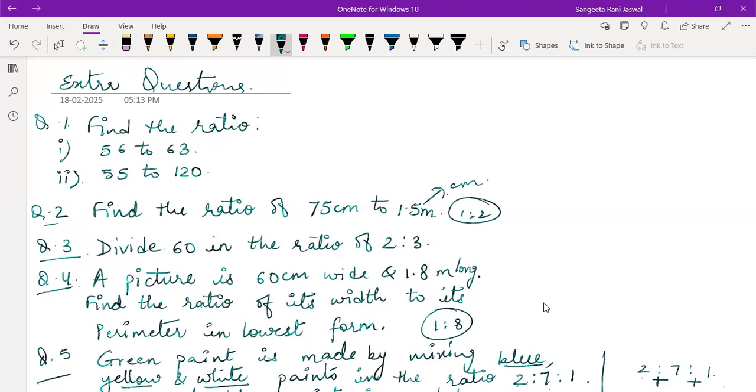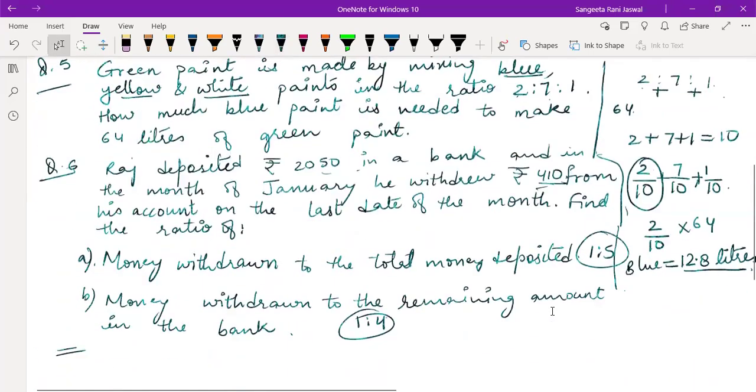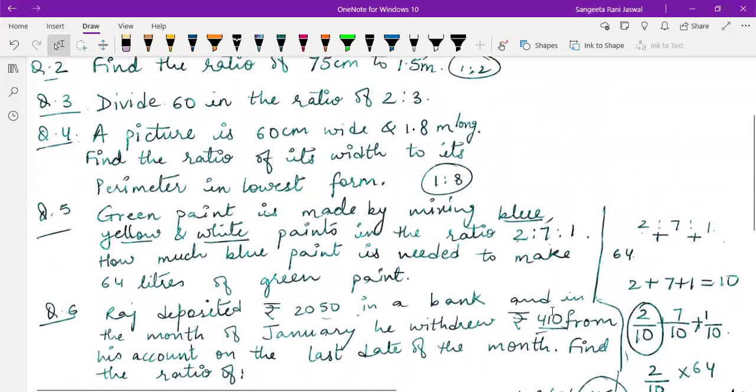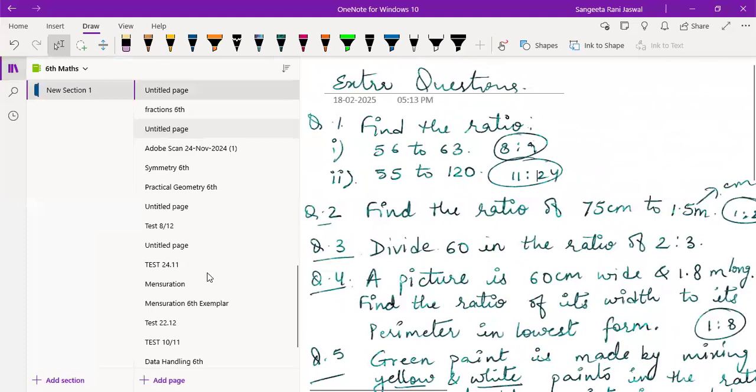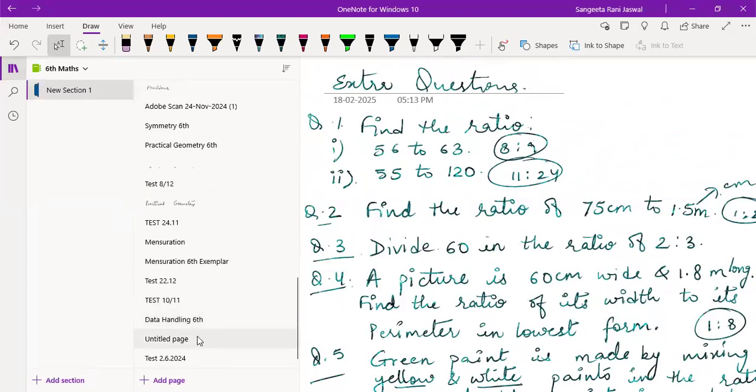Okay, tell me this one. 56 to 63. Ma'am, 8:9. 8:9. That's correct. Next one. 11:24. 11:24. Good one. Okay. Great. So these were some extra questions. So let's come back to the chapter now. What is the chapter one?